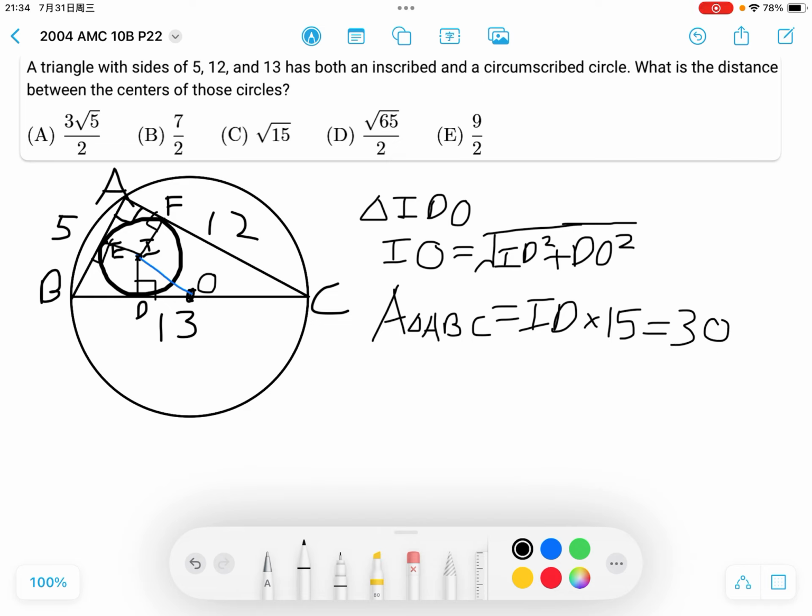Because angle A here is a right angle, AB is the base and AC is the height. So it's base times height over 2, which is 30. So ID is going to be equal to 2. Okay, so we have ID figured out. That's great. We have one variable that we figured out. So we have 2 here, and IE and IF are also 2. So now we want DO, and we know that BO is the radius of the circumcircle.